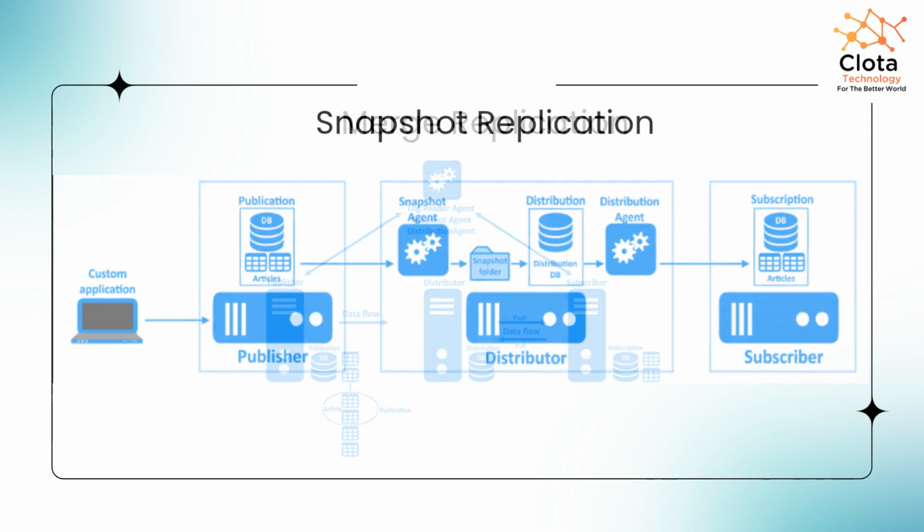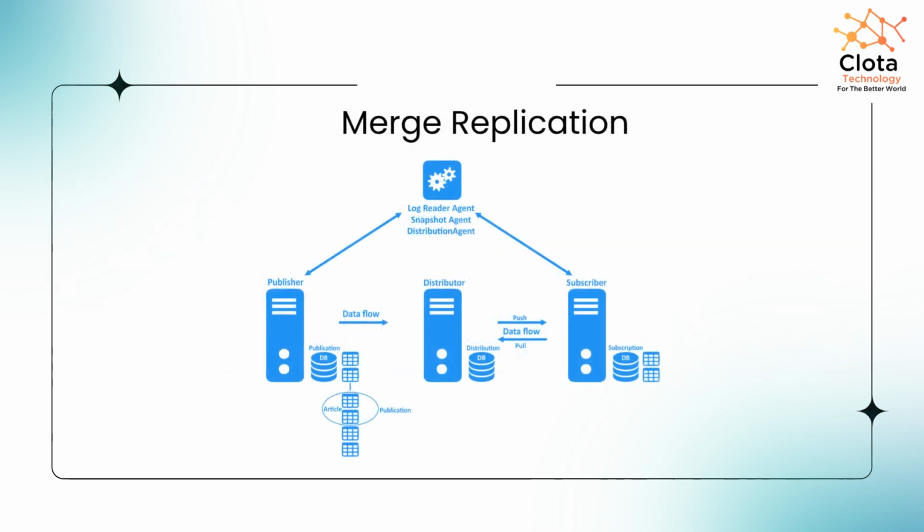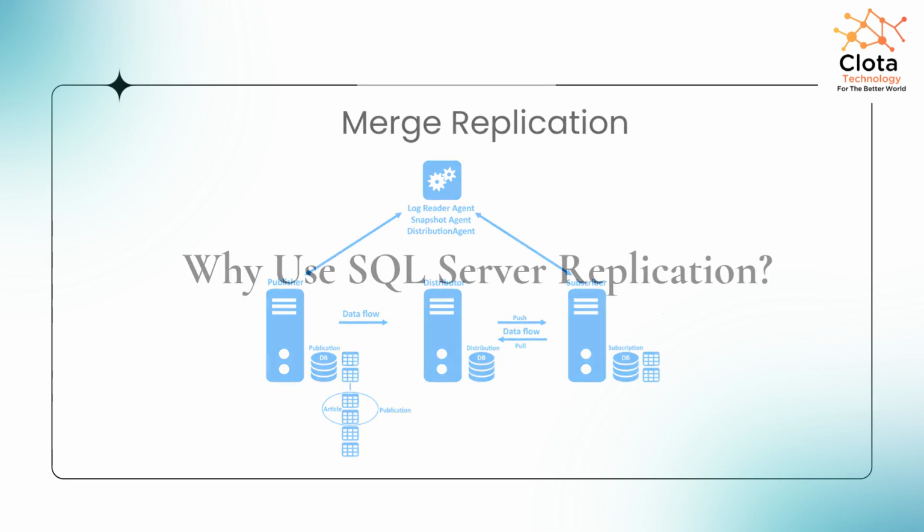Third one is merge replication. Allows both publisher and subscriber to make changes. Tracks changes using triggers and metadata tables. Uses conflict resolution rules when the same data is modified at both ends. Best for mobile or occasionally connected applications.